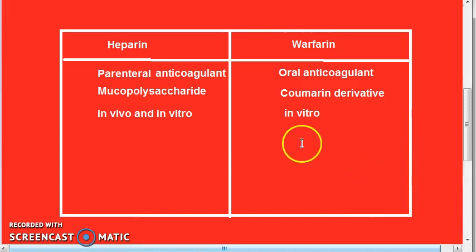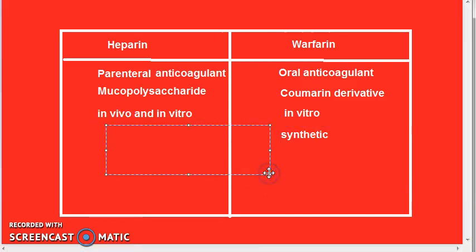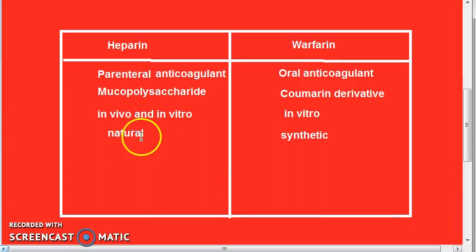What else do you need to know? Warfarin is synthetic. Heparin is from pig intestine. Heparin is natural. It can come from hog lung or pig intestine. Okay, so let's put this as a natural green thing.